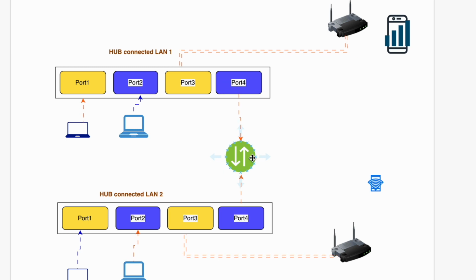The bridge is actually helping to connect two networks to each other, and it has one internal incoming and one outgoing interface. So from here it is coming in, and then it is going towards the other hub in the network. So this is the function of a bridge.